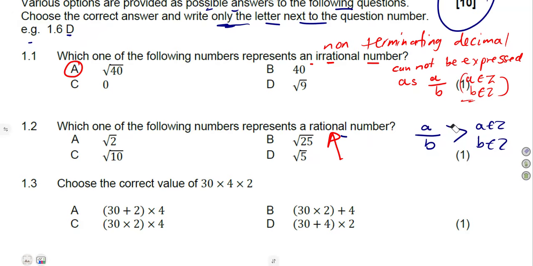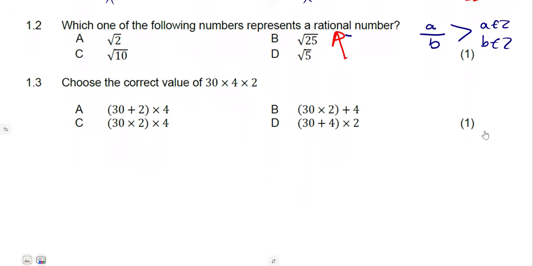All right, let's check B. B, that is 40. So 40 is a rational number because 40 is an integer or whole number which can be written as 40 over 1. So that can be expressed in this form, so it is a rational number. 0 can also be written as a rational because we talk about integers, so it is not irrational. The square root of 9 is equal to 3, which is a rational number. So the best answer was going to be the square root of 40 for irrational numbers.